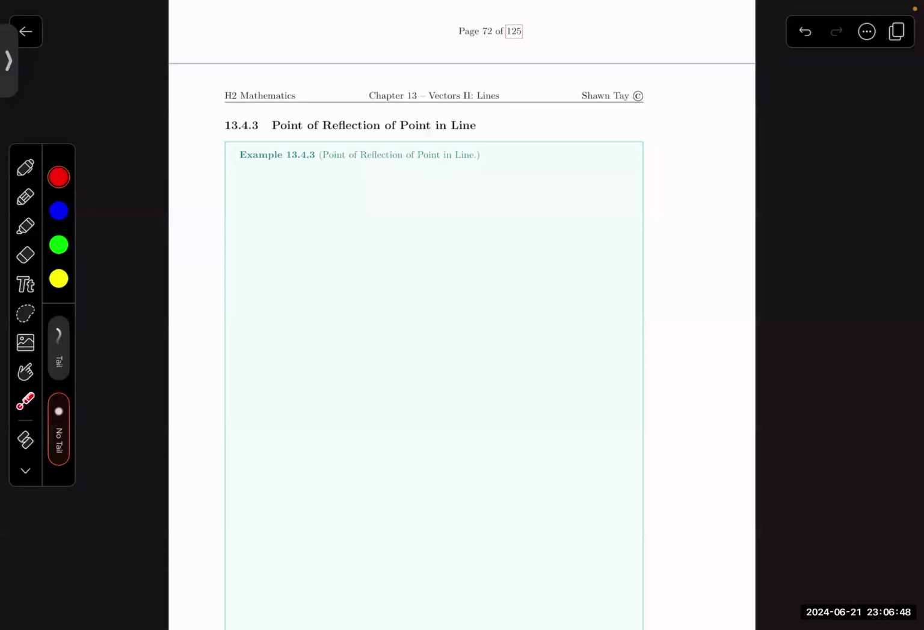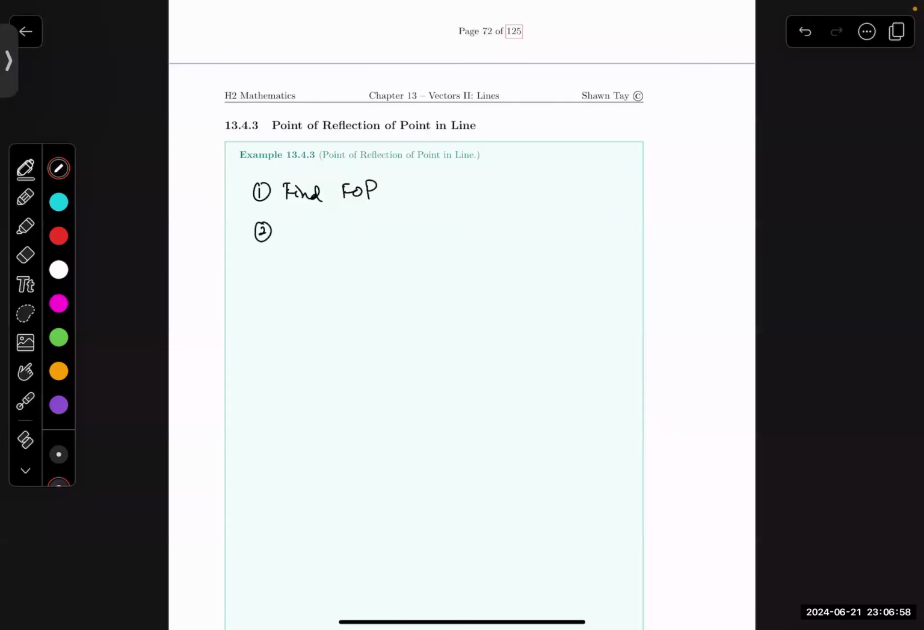Then you do your ratio theorem, or midpoint theorem. So first step is to find the foot of perpendicular. Then you use the ratio theorem, or in this case, the midpoint theorem, because the ratio is 1 to 1. So let's say I continue from above.